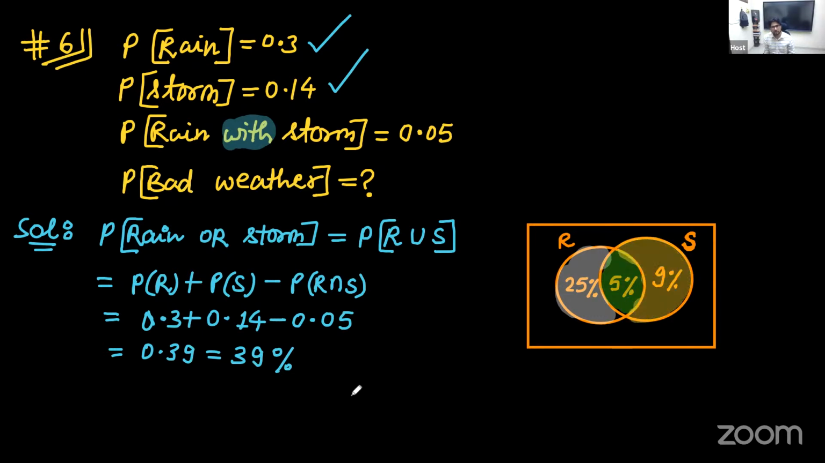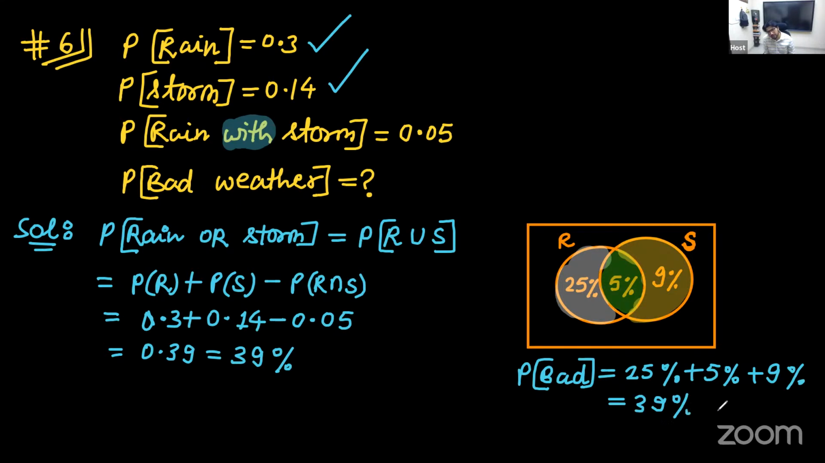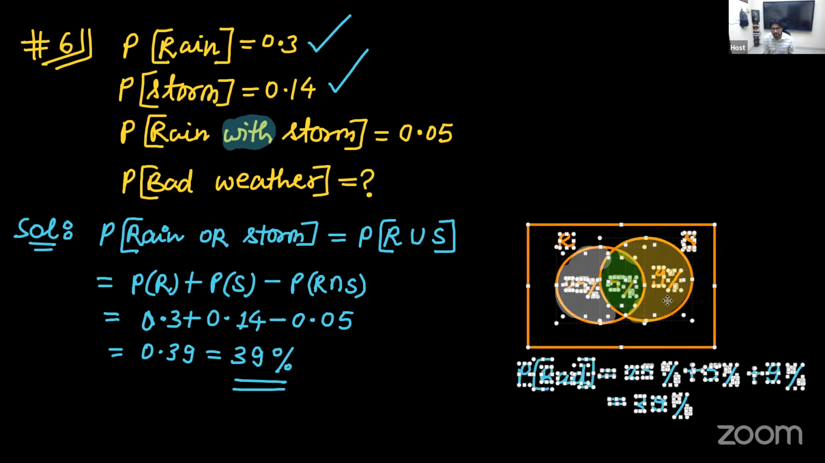So tell me, what will be the probability of bad weather? The probability of bad weather is simply the probability of this white part plus the probability of this green part plus the probability of this yellow part. Add them together and you get 39%. Wow! Lovely. What a problem. Awesome.